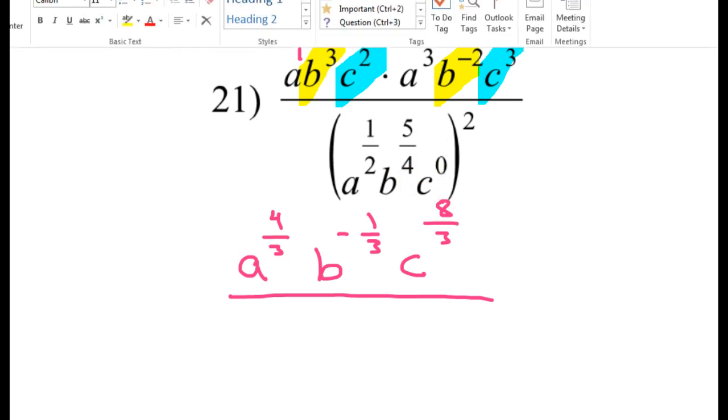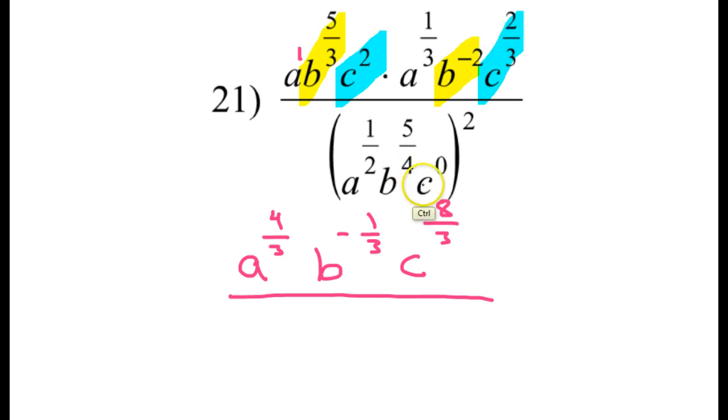Okay, I see the c to the 0 power. Alright, that's going to just become the number 1. So really that's gone. So that just leaves the other two variables raised to the second power. When you raise a power to a power, you multiply. 1/2 times 2 is 1. So this will be just a to the 1 power, which is just a.